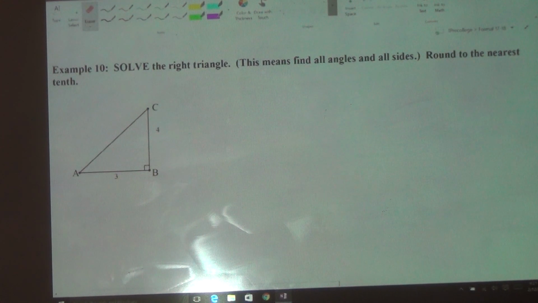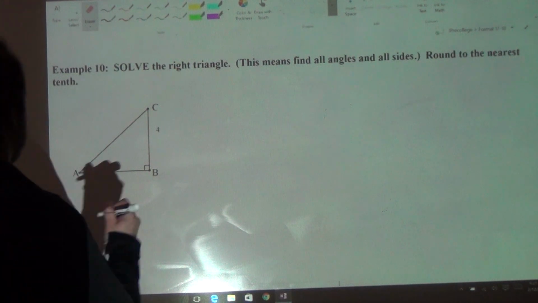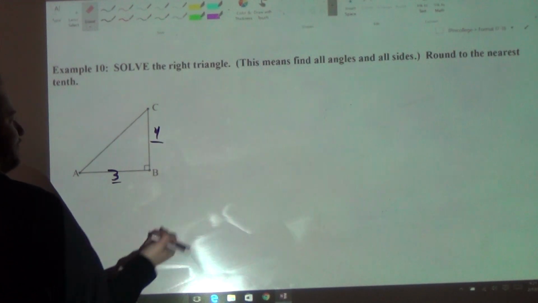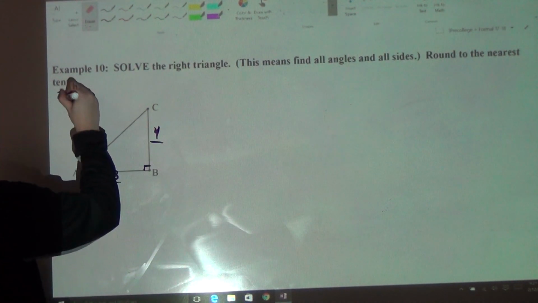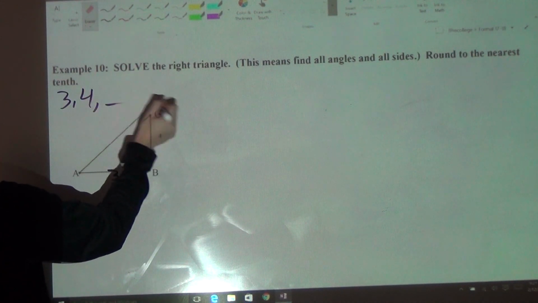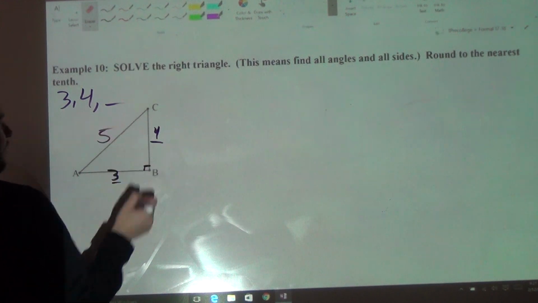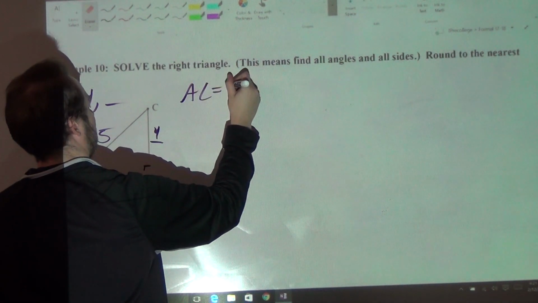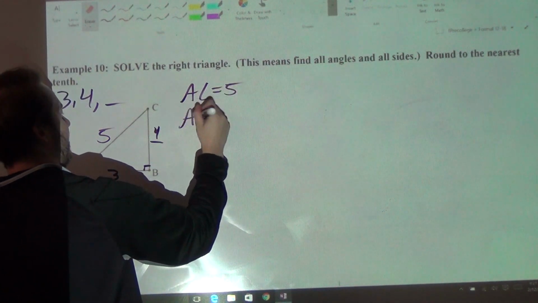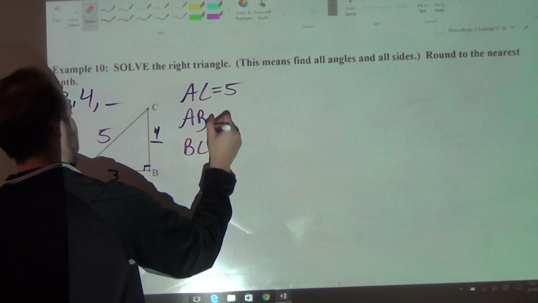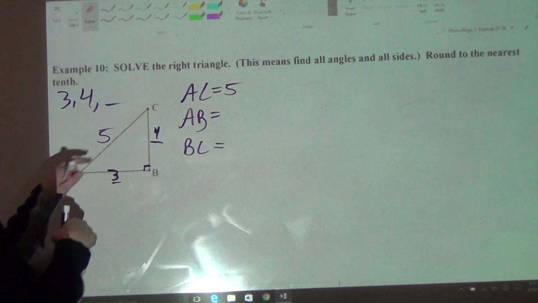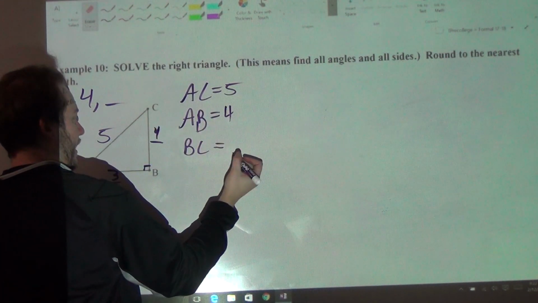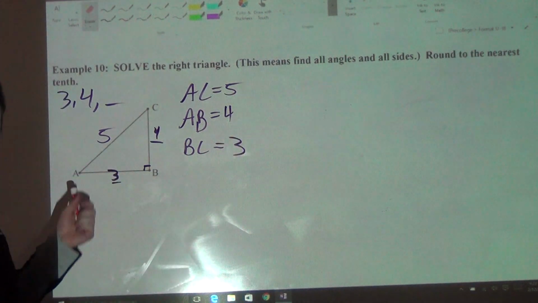If I have a side of 3 and a side of 4 in a right triangle, 3, 4, 5. Okay, so we got AC. It's a good idea to just write down everything. So I just figured out AC. I might as well write down that AB was 4 and that BC was 3.